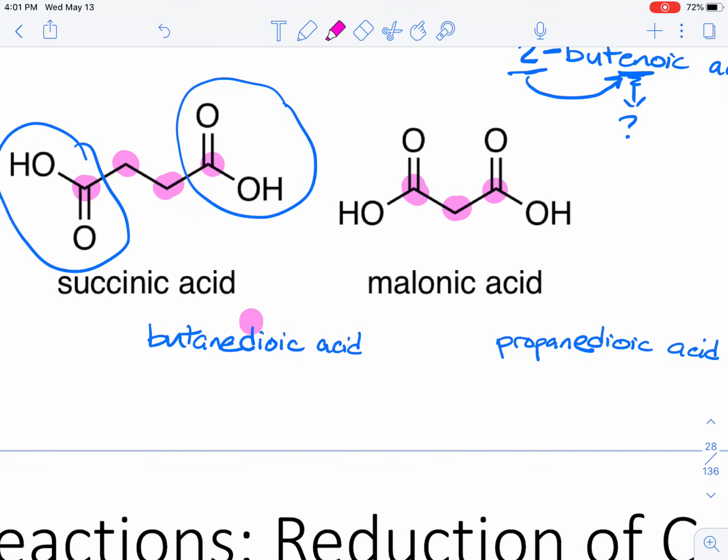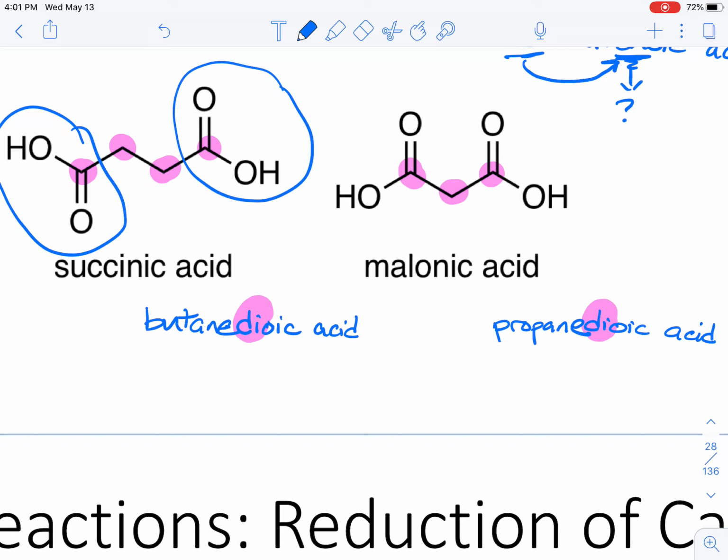And so I'm going to highlight the word di here in pink. What I highlighted basically represents 2 carboxylic acids. And that would be it.